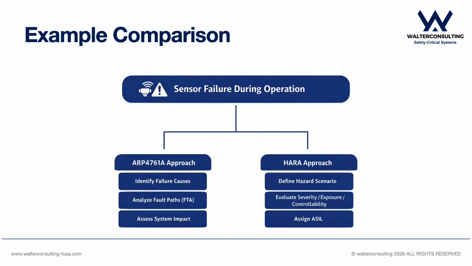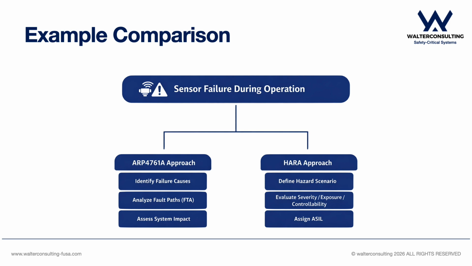Let's look at a simple example. Imagine a sensor failure during operation. In aerospace, this would be analyzed using ARP4761A. Engineers would identify possible failure causes, then analyze fault paths, for example using fault tree analysis. And finally, they would assess the system impact.